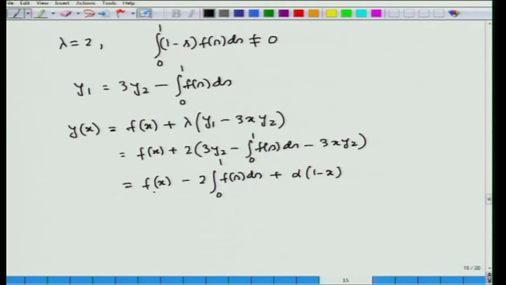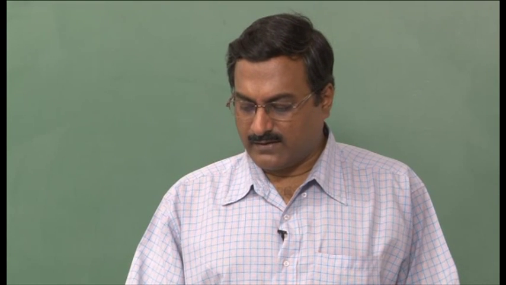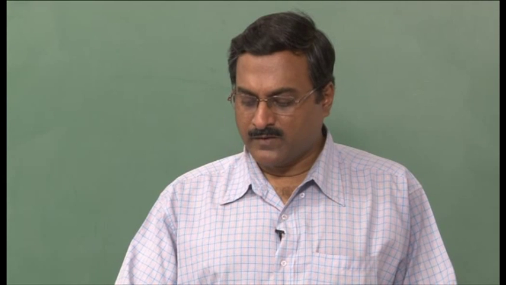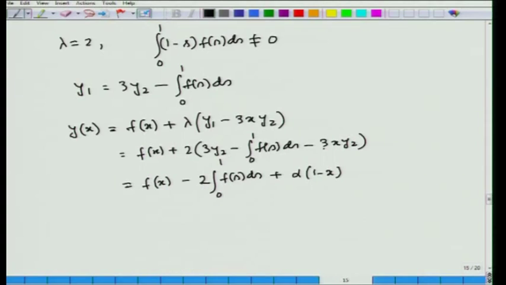and hence the solution is given by y(x) is equal to f(x) minus 2 integral 0 to 1 f(s) ds plus alpha times (1 minus x). In this case you can easily verify that for any non-zero value of alpha you can get an infinite set of solutions for the given problem. For example, substituting alpha equal to 1, 2, 3, 4 and so on, in all the cases you will have y(x) equal to f(x) minus 2 integral 0 to 1 f(s) ds plus either 1 into (1 minus x) or 2 into (1 minus x) as the solution of the given equation.